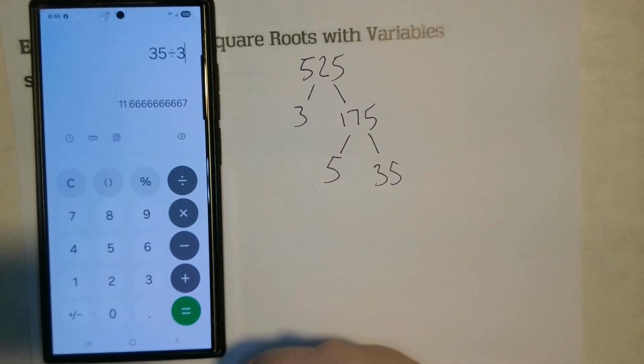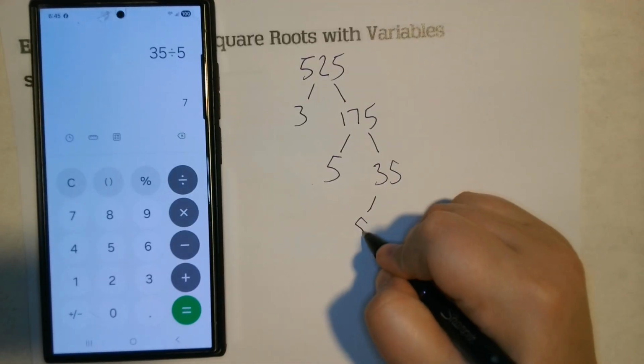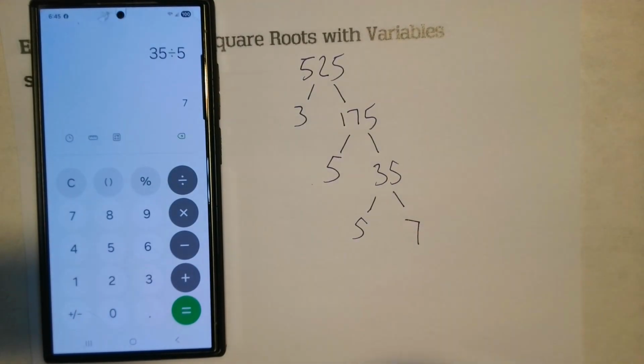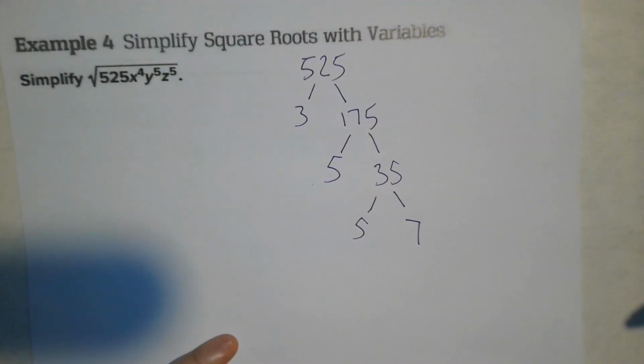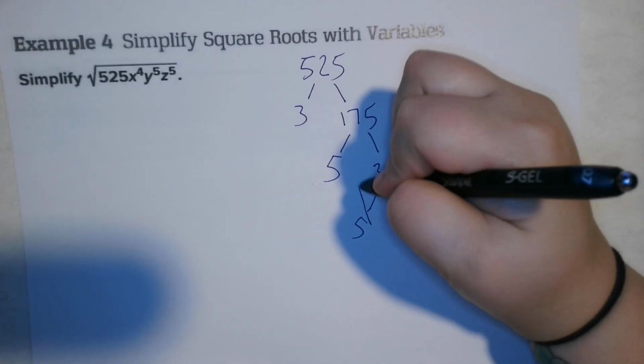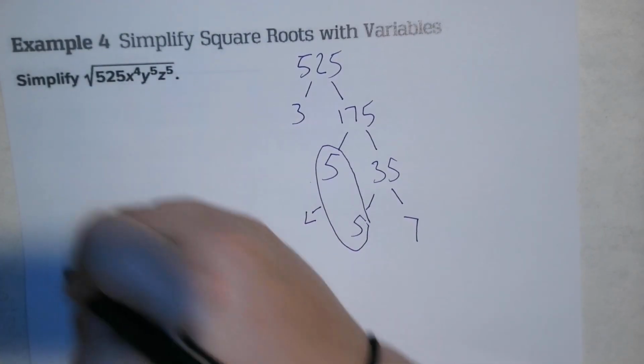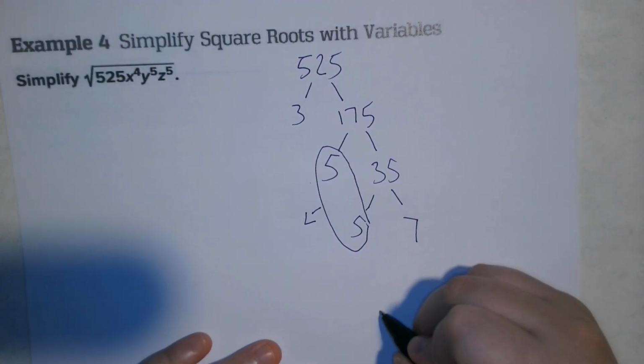35 shouldn't be divisible by 3. Nope. So I'm going to divide by 5. So divide by 5, that gets me 7. Okay, gone with that. Look for any pairs. There should be some. I've got a 5 and a 5 here, which is going to bring 5 on the outside. Let me put my answer down here.